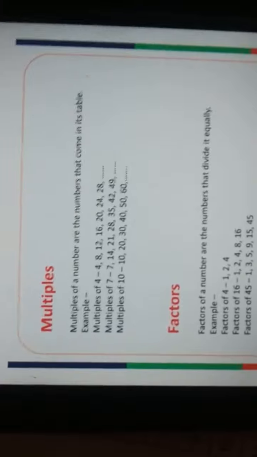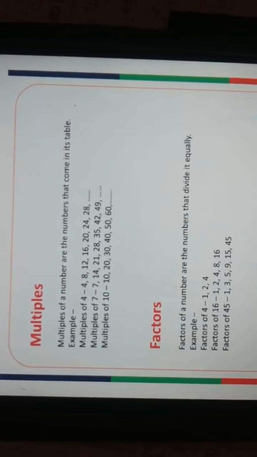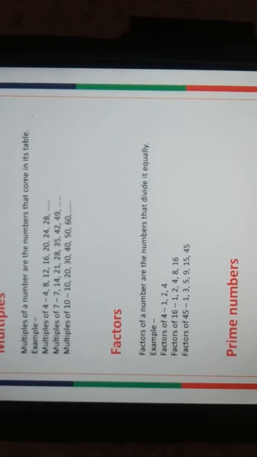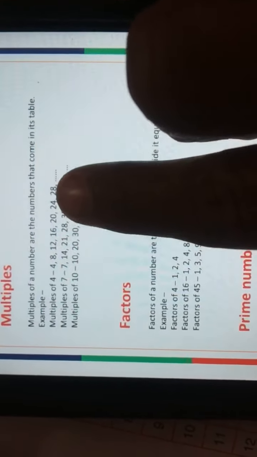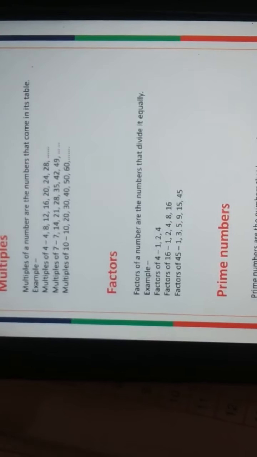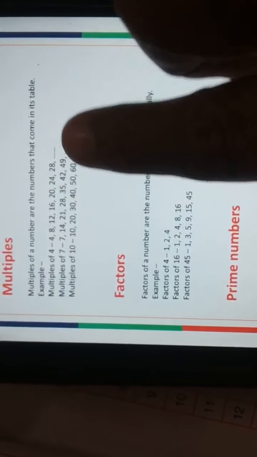Okay, students. Now, multiples. What were multiples? Multiples are the numbers that come in the tables. For example, multiples of 4: 4, 8, 12, 16, 20, 24, 28. These all are multiples of 4. Then multiples of 7: 7, 14, 21, 28, 35, 42, 49.